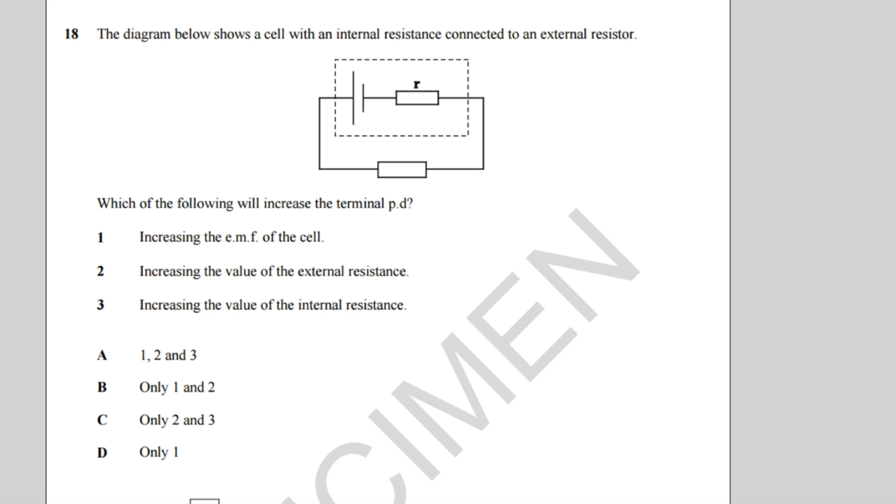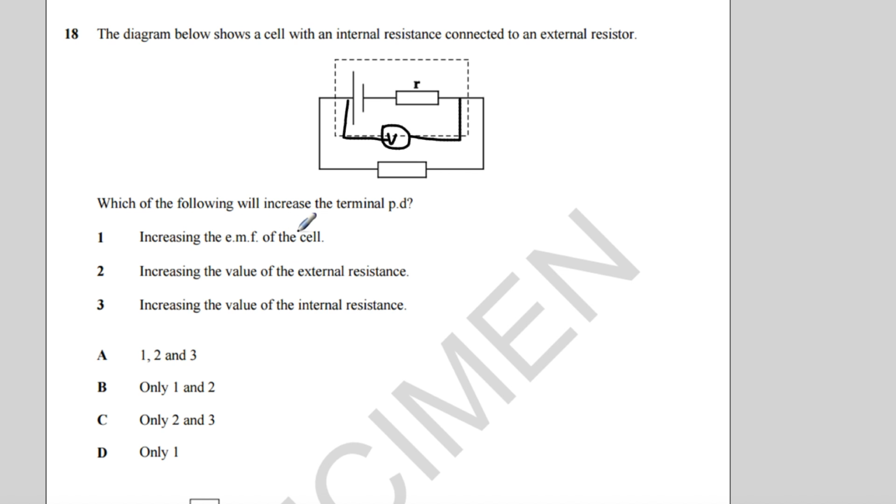Question 18, another question about internal resistance, and which of these is true about increasing the terminal potential difference. Now remember, the terminal potential difference is what we would get if we measured the voltage across that. So let's check each of these statements.